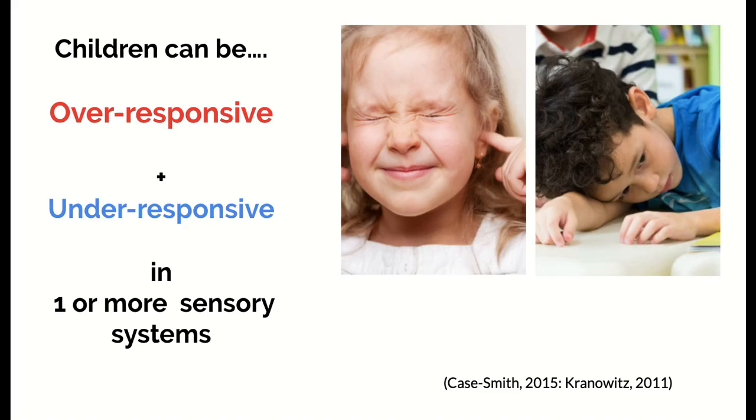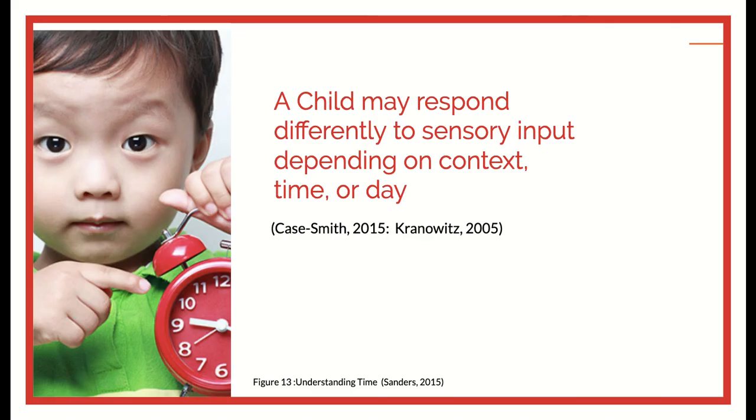It is important to note that modulation disorder subtypes sometimes overlap. For example, children may be both over responsive and under responsive in one sensory system or more. A child may respond differently to sensory input depending on context, time, or day.